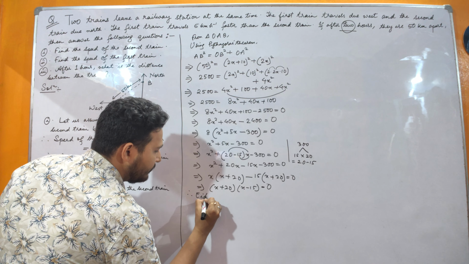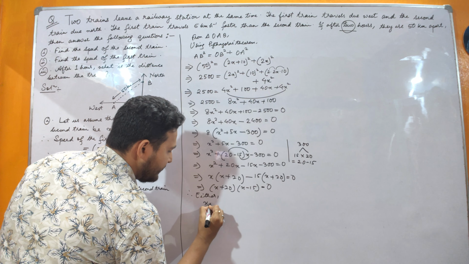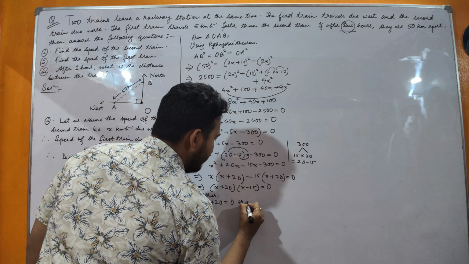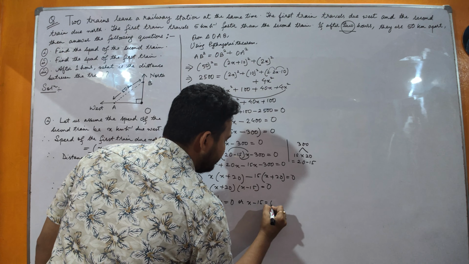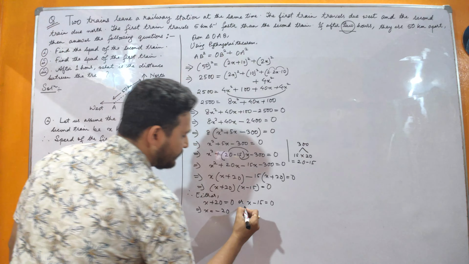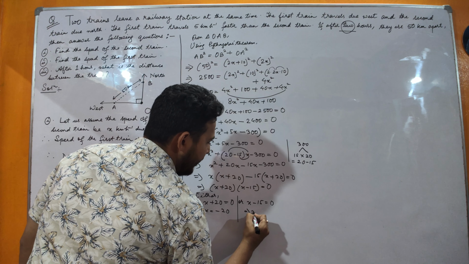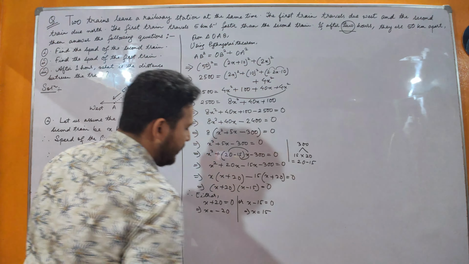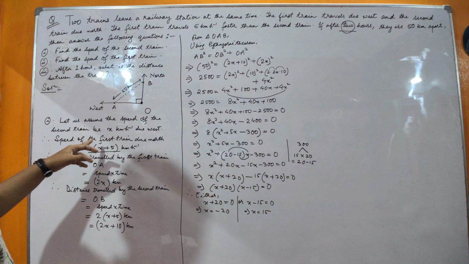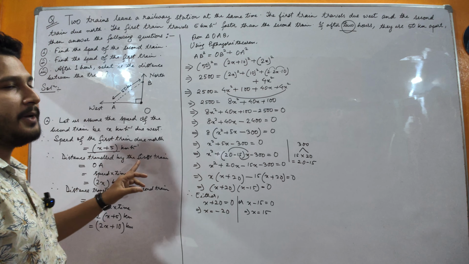Therefore, either x plus 20 gives 0 or x minus 15 gives 0. So x is equal to minus 20, or here, x is equal to 15. We cannot take minus 20. We have assumed the speed of the second train to be x kilometer per hour.